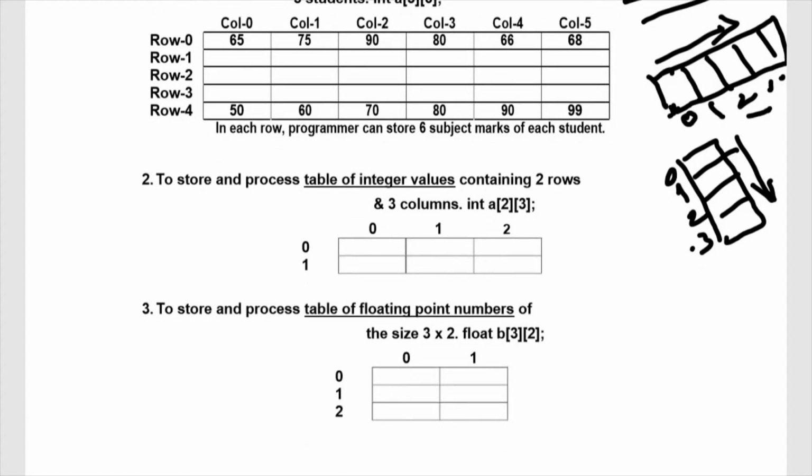So let's see here. To store and process a table of integer values containing 2 rows and 3 columns, how do I declare it? It will be an integer type array A which has 2 rows and 3 columns. When I declare it like this, it means I am going to handle the data in this form. It has 2 rows and 3 columns.